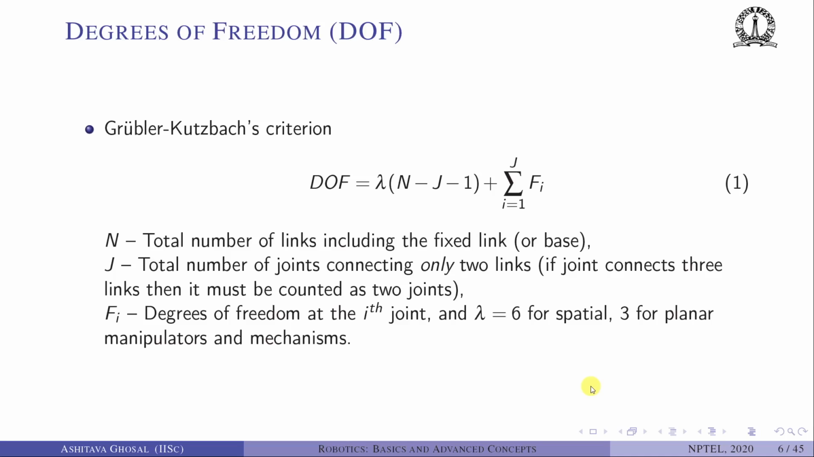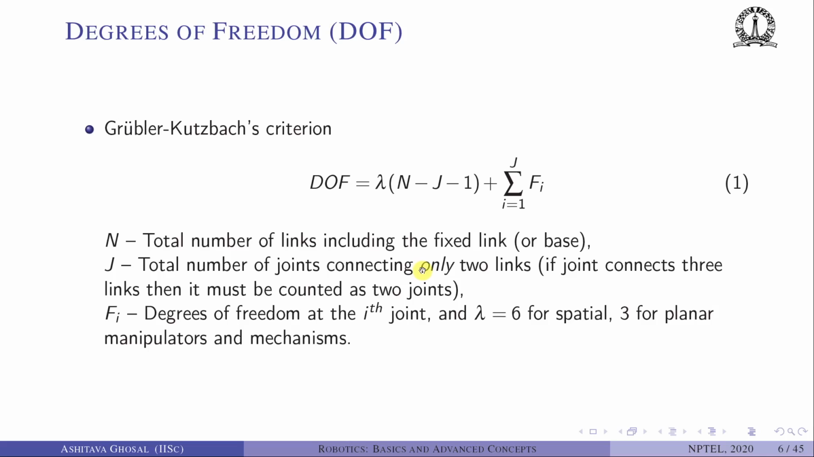Okay, so let's continue. The degree of freedom of any mechanism is given by the Grubler-Kutzbach criterion, a very well-known formula by now, and everybody knows it, hopefully. So we have lambda times (n minus j minus 1) plus the sum of the degrees of freedom at the j joints. n is the total number of links, including the fixed base.